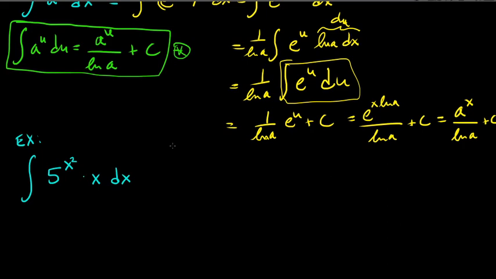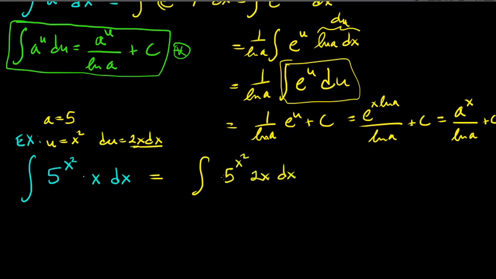In this case, I'm going to just say a is 5, and u is x squared. So du is 2x dx. So we have the x. We don't have the 2 here, but we can always multiply by it. So let's do that over here now. This is 5 to the power x squared x dx, we need to multiply by 2 and divide by 2. And that makes this into du, and this becomes 5 to the u.